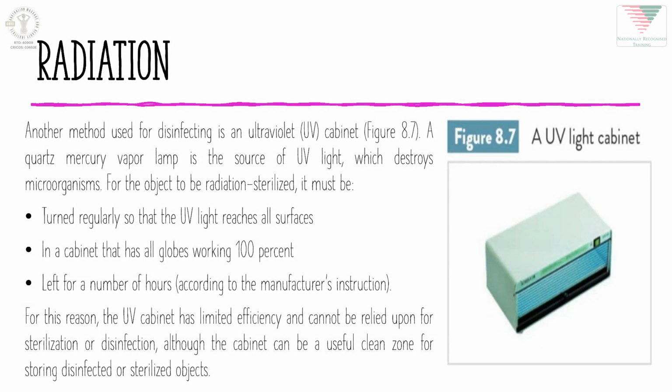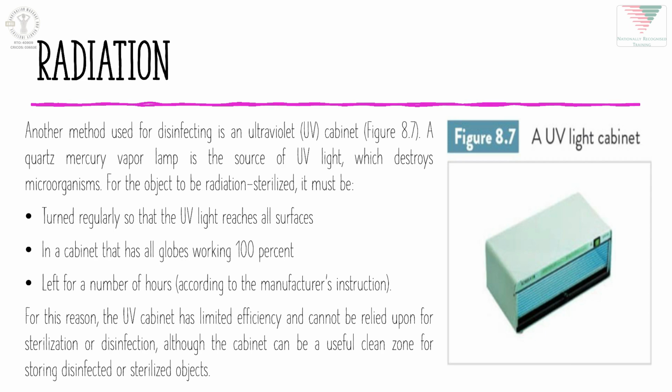Radiation. Another method used for disinfecting is an ultraviolet UV cabinet, figure 8.7. A quartz mercury vapor lamp is the source of UV light, which destroys microorganisms. For the object to be radiation sterilized, it must be turned regularly so that the UV light reaches all surfaces, in a cabinet that has all globes working 100%, left for a number of hours, according to the manufacturer's instruction.